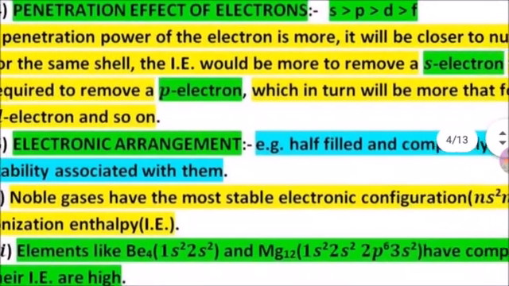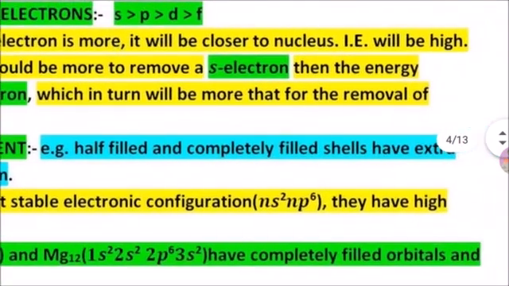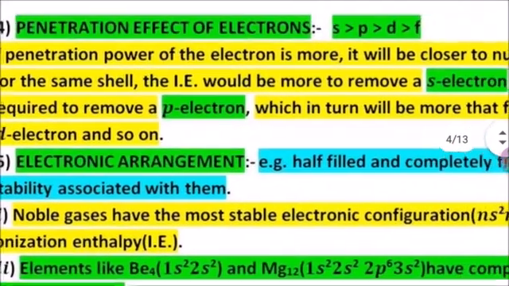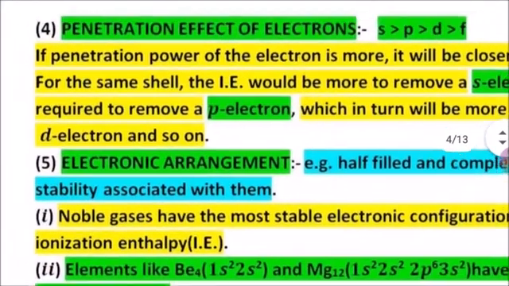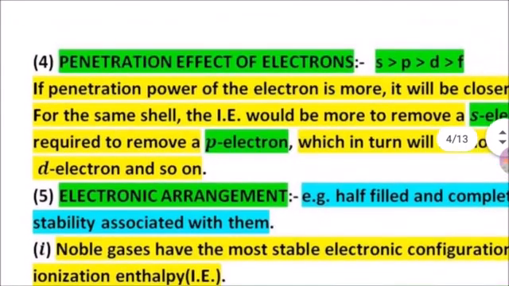For the same shell, the ionization enthalpy required to remove an s electron is more than the energy required to remove a p electron, which in turn is more than that for the removal of a d electron, and so on. So students, if the orbital is an s orbital, it is difficult to remove the electron, but if the orbital is p, d or f, it is easy to remove the electrons, because s is near the nucleus, so it can hold the electron very strongly in comparison to an f orbital. An f orbital is far away from the nucleus, so removing the electron is easy.